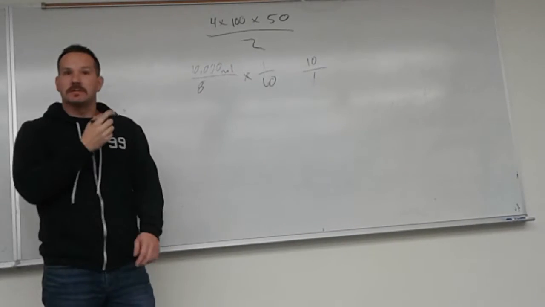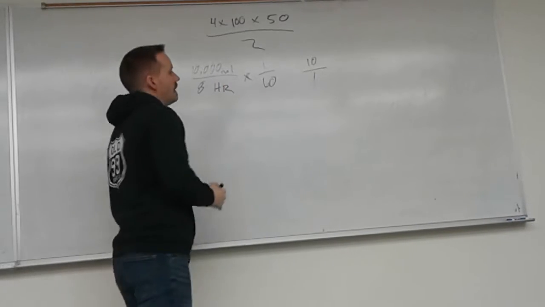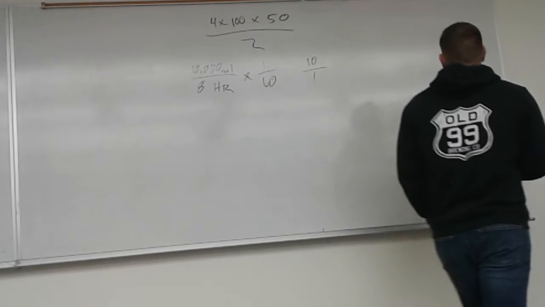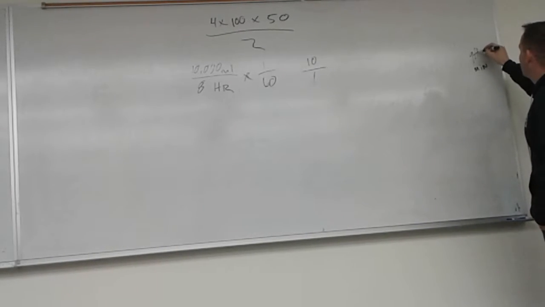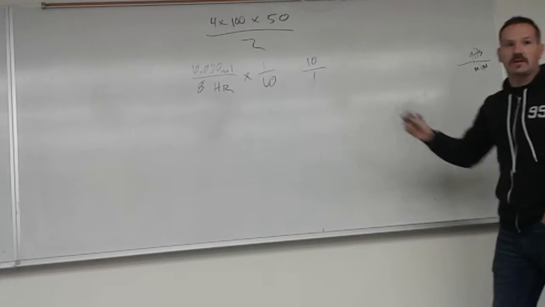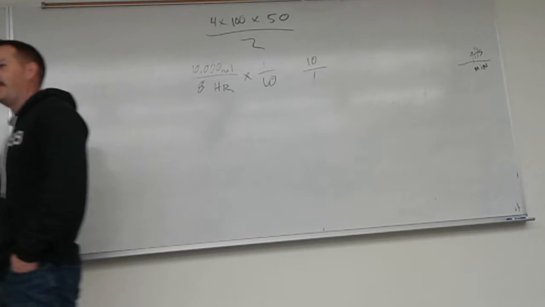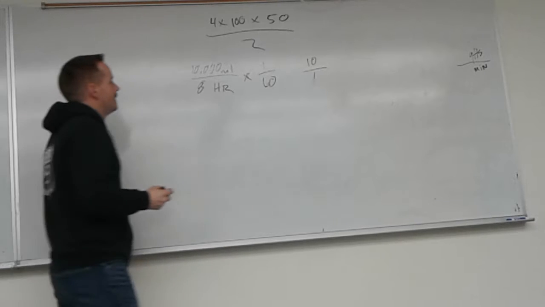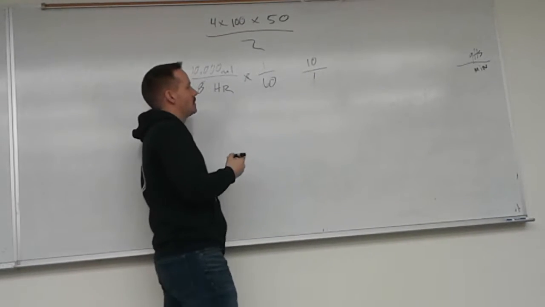Okay, so now this stuff might start making more sense. We got 10,000 milliliters over 8 hours. But we need to get drops a minute, right? You guys know how to do all this stuff? This is the stoichiometry stuff. Okay? So we know that we need to cancel things out, right?